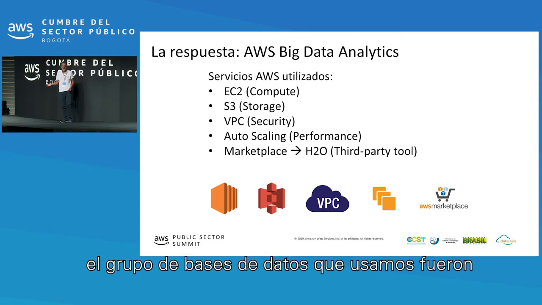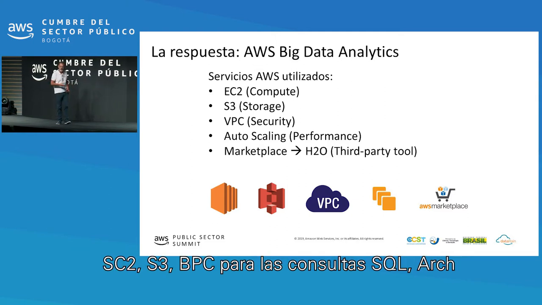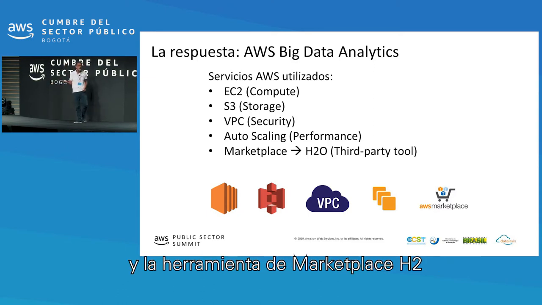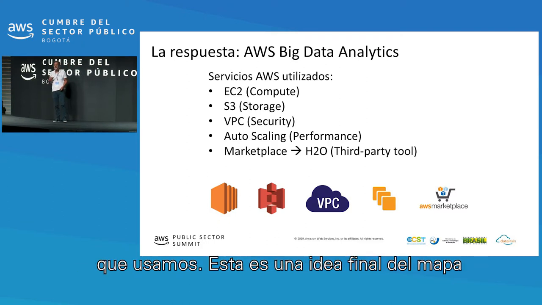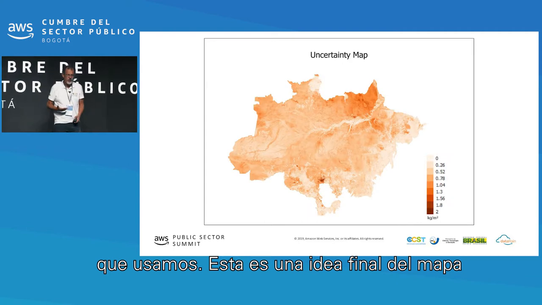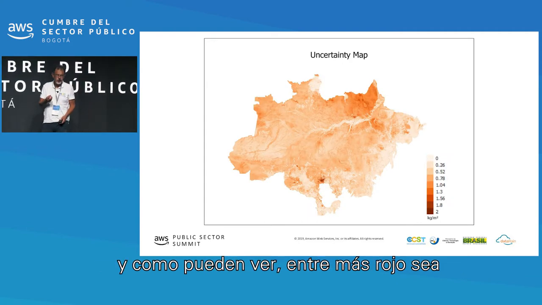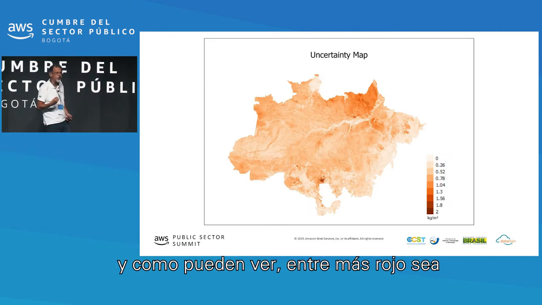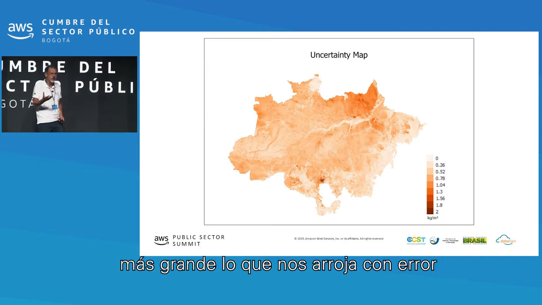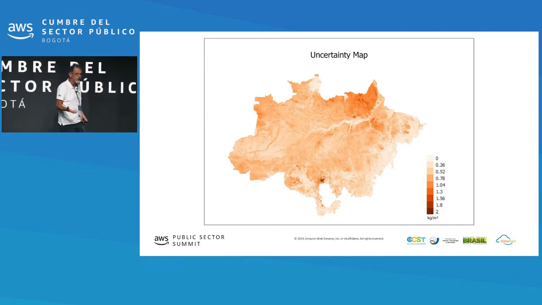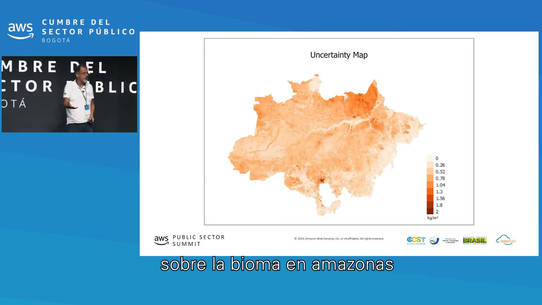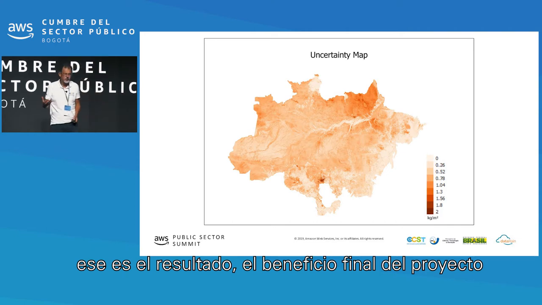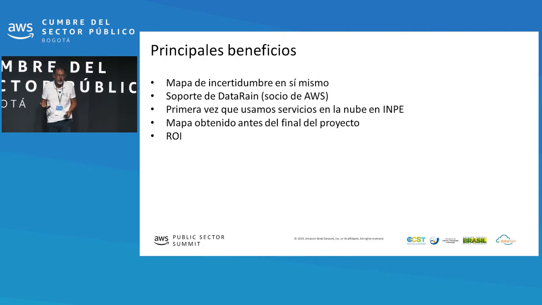The AWS services that we used were EC2, S3, VPC for security, auto scaling, and Marketplace H2O. This is a third-party tool that implements the random forest algorithm that we use. This is the uncertainty map. And so, as you can see, the more red it is, the greater the errors. So now we know what we don't know about biomass in the Amazon. That's the result, the final benefit of the project, okay?